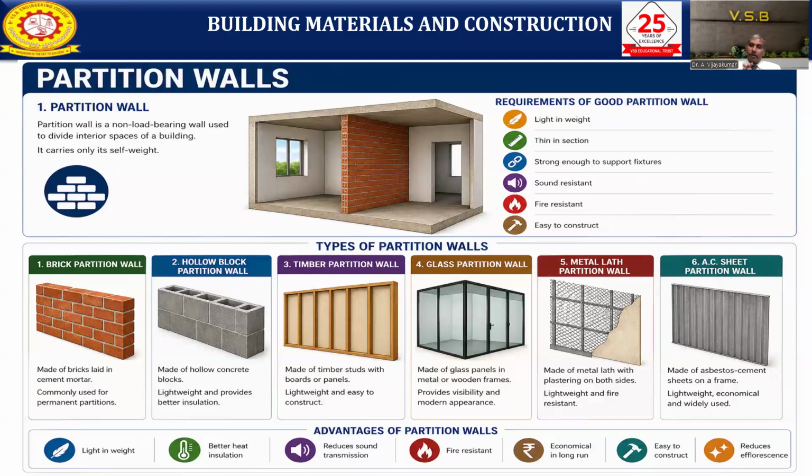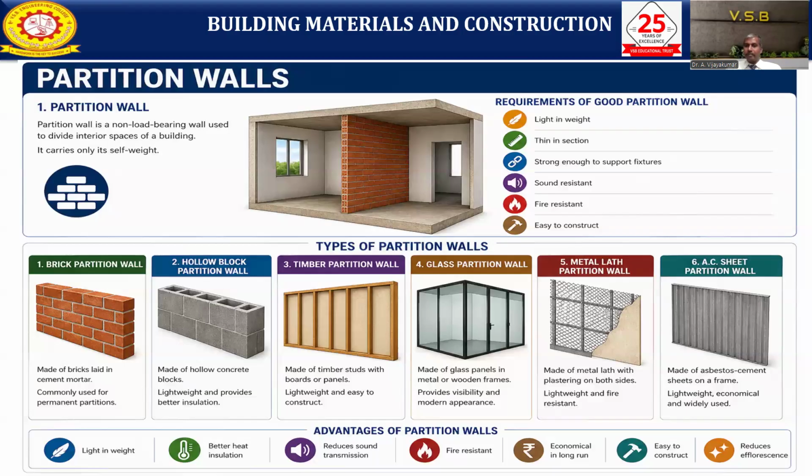So a hollow concrete partition, with a gap in between, will be lightweight and provide better insulation. A timber partition wall is made of timber studs with boards as well as panels; it is lightweight and easy to construct. Glass is typically big cost-wise. We need to look at it when using a glass partition wall in metal or wooden frames, which provides visibility and a modern appearance.